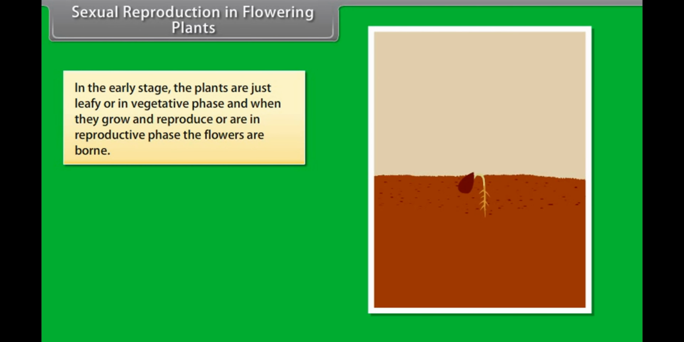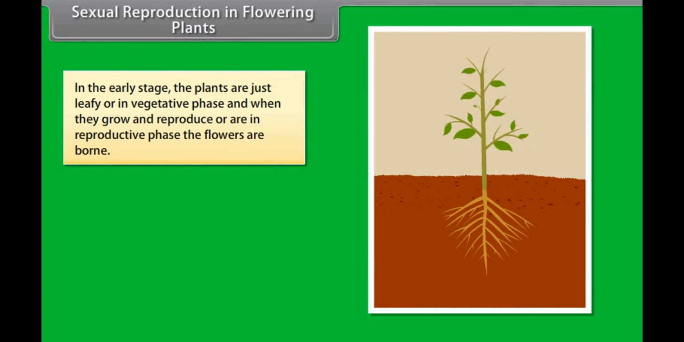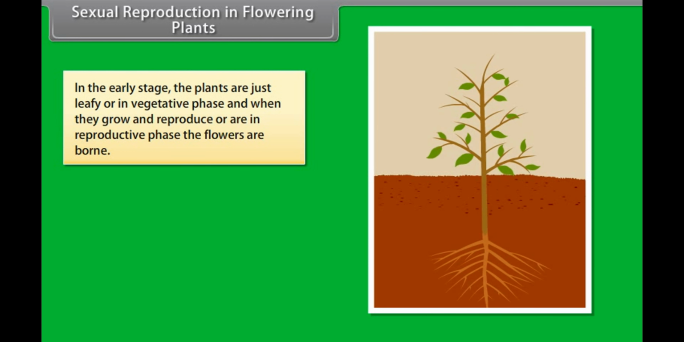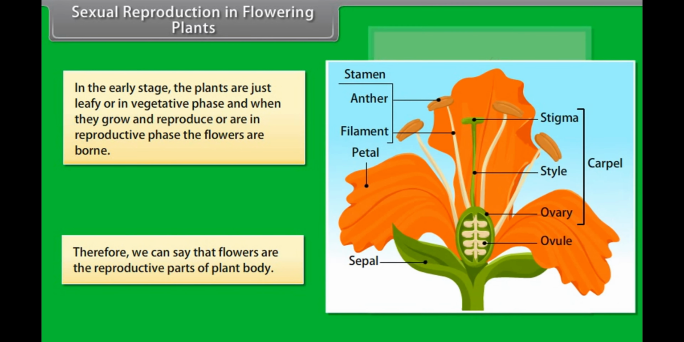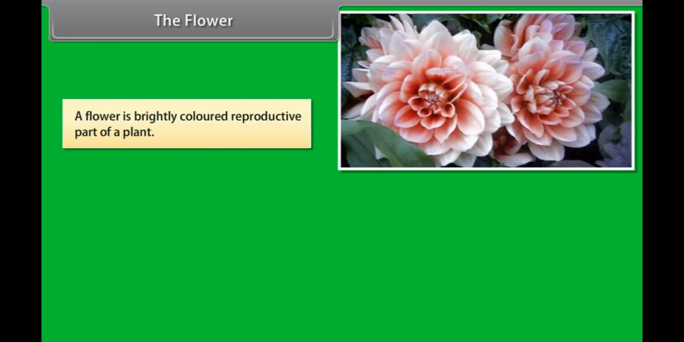Sexual reproduction in flowering plants. In the early stage, the plants are just leafy or in vegetative phase, and when they grow and reproduce, or are in reproductive phase, the flowers are born. Therefore, we can say that flowers are the reproductive parts of plant body. The flower. A flower is a brightly colored reproductive part of a plant.